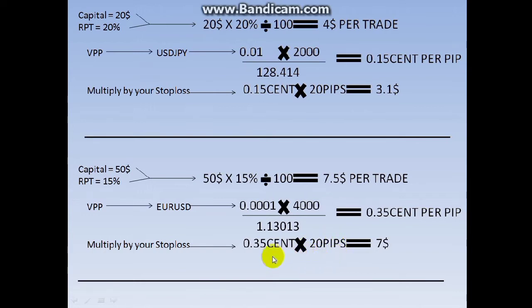In this case, we have a fixed stop loss of 20 pips. So 0.35 cents, our value per pip, multiplied by our stop loss gives the total money we are putting in the marketplace. Our risk to reward ratio in terms of profit target is times 2. So that's a minimum we are risking this $7 for, and we are expecting a return of $14.